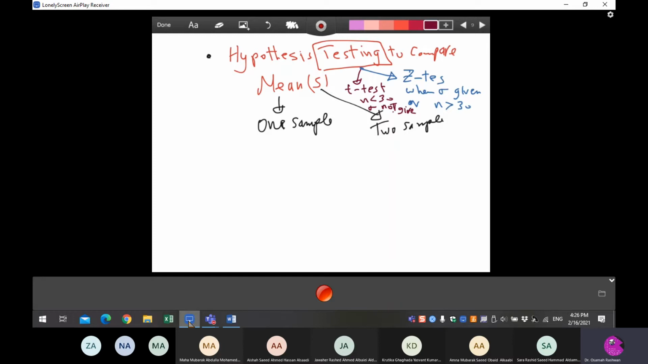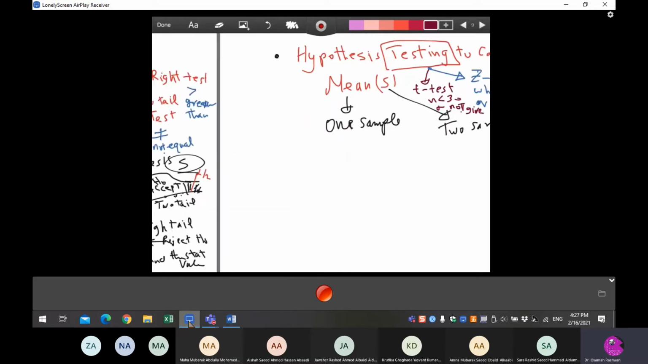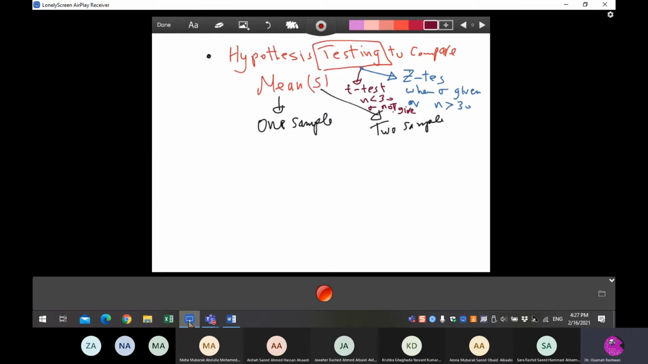Okay, that's very good. Now we know how to do this one, right? Once you know Z or T, and you go through the steps up to the alternative hypothesis, you will see it is left tail, right tail, or two tail, right?